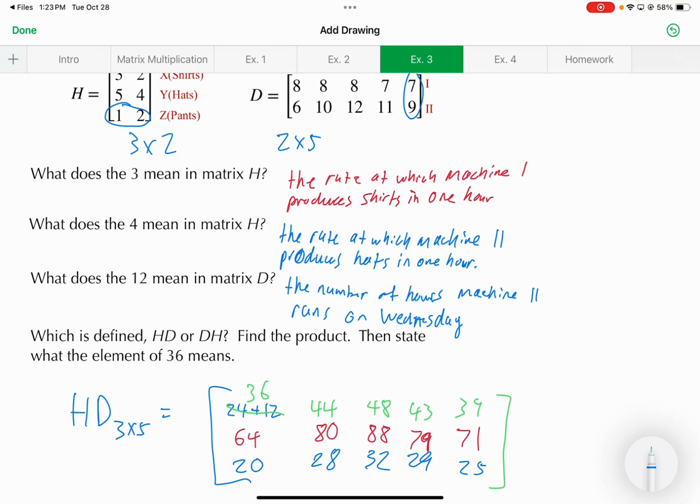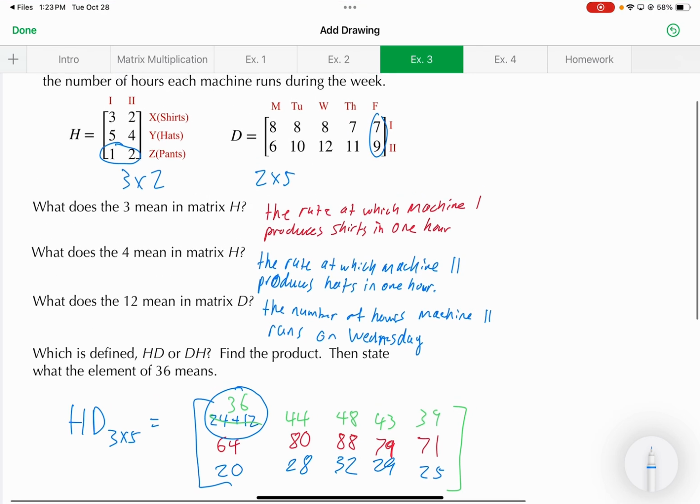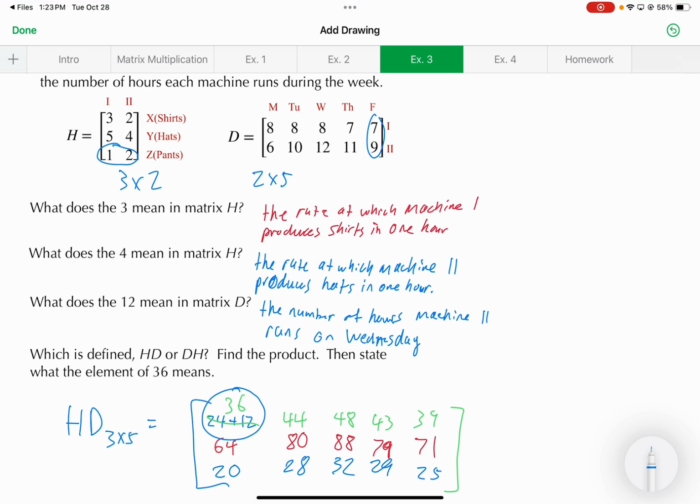Math is hard, man. Okay, cool. What does the element of 36 mean? So 36 was here. So what does that mean? Michael? It's the number of shirts that could be made on Monday. Yes. Why? Because you add machine 1 and machine 2 together. So it's the number of shirts that are made on a Monday.